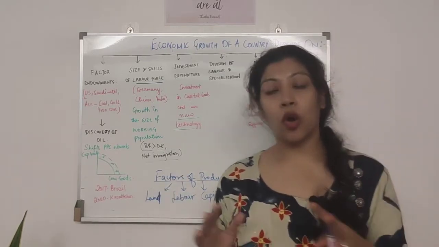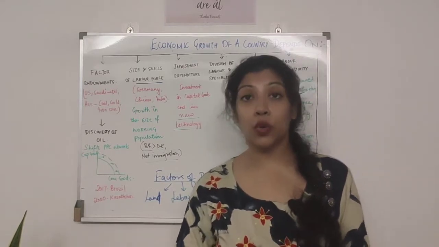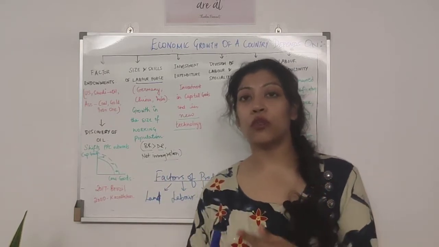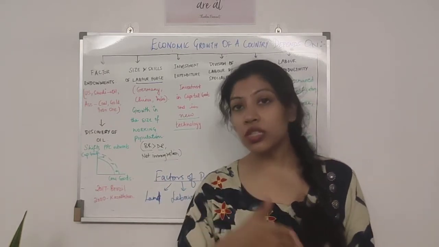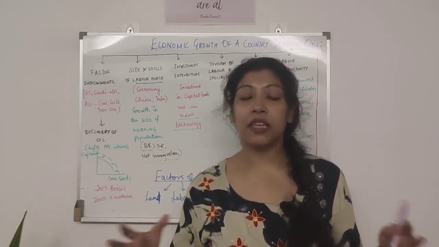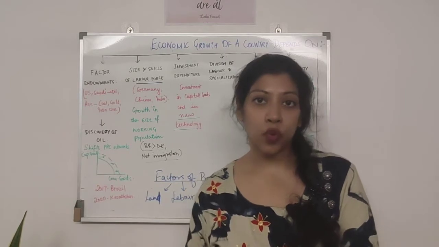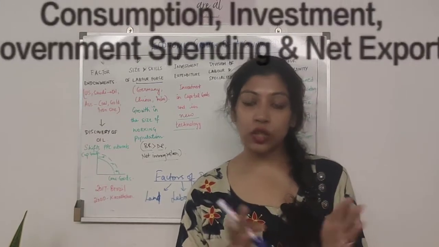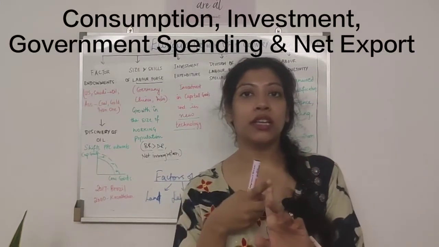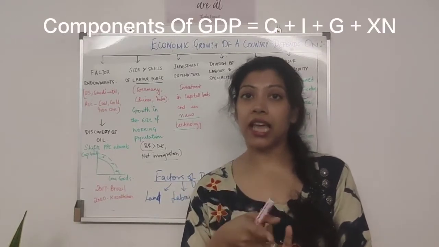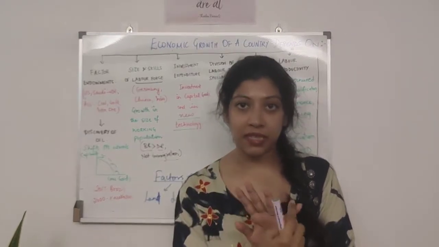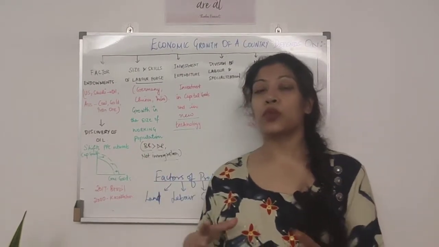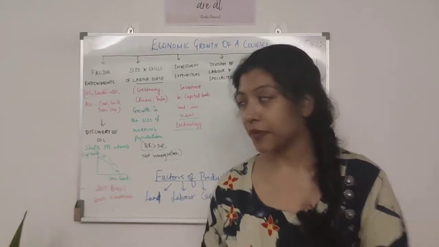But for now, continuing on what we spoke about in the last video about short-term economic growth and long-term economic growth, this particular video will focus on the long-term, because the short-term economic growth is the increase in the real GDP for 2 consecutive quarters. So that depends on the real GDP, as we know. The 4 components are consumption, investment, government spending, and net exports, C plus I plus G plus XN. Whereas here we are looking at the long-term economic growth because we are focusing on the potential GDP.